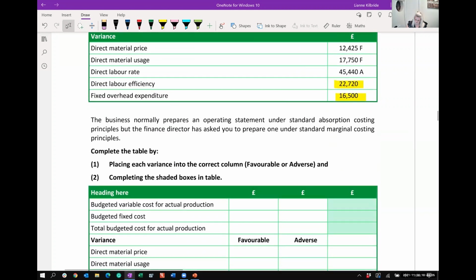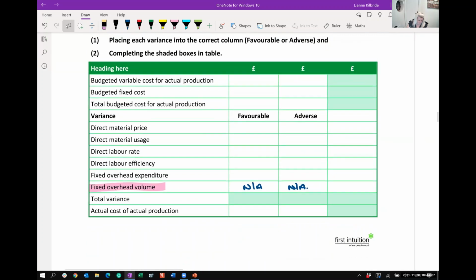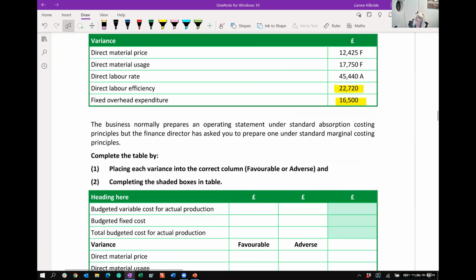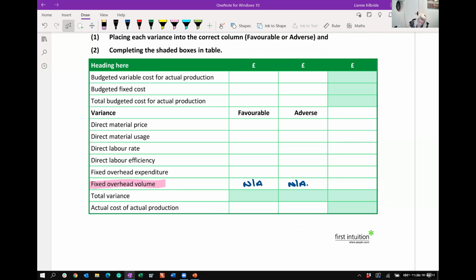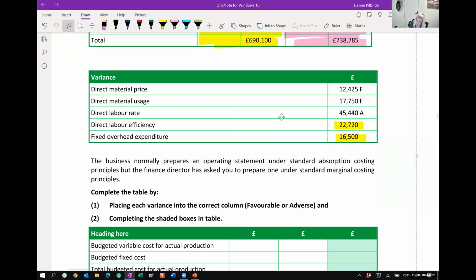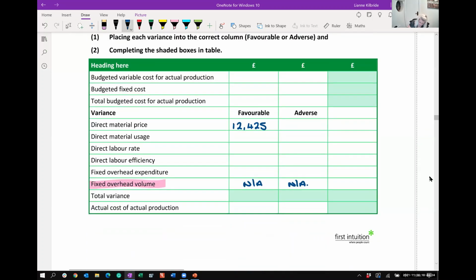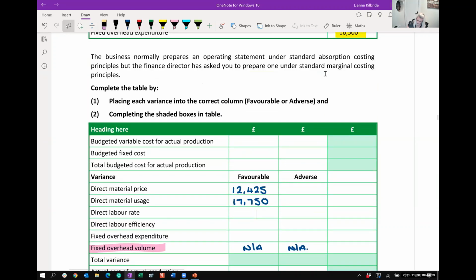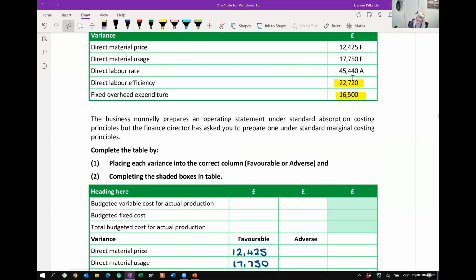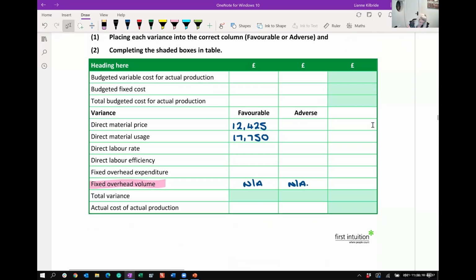As it stands at the moment, we'll put those three figures in there. So we've got the direct material price, which is a favourable 12,425. We also have a favourable material usage of 17,750. And then we also have a direct labour rate of £45,440. So we can pop that figure in there.